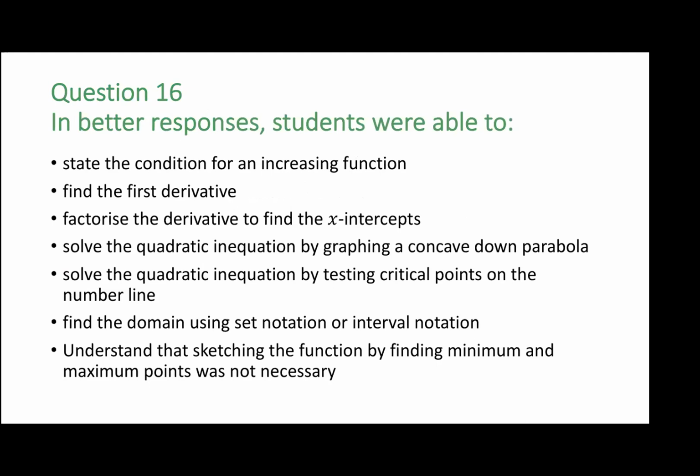In better responses, students actually stated the condition for an increasing function. They found the first derivative. They factorised the derivative to find the x-intercepts. They solved the quadratic inequation by graphing a concave down parabola. Some students were able to resolve the negative leading term by multiplying every term by -1 and also changing the sign of the inequality, which worked quite well. They were able to solve the quadratic inequation by testing critical points on the number line, and then found the domain, answering using set notation or interval notation.